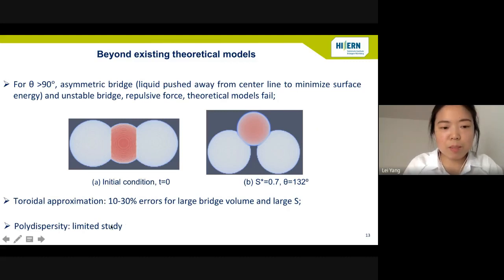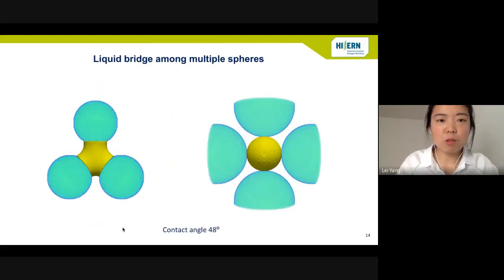While for polydispersed spheres, there are limited studies in the literature. Thus, the numerical tool to study the liquid bridge is important.